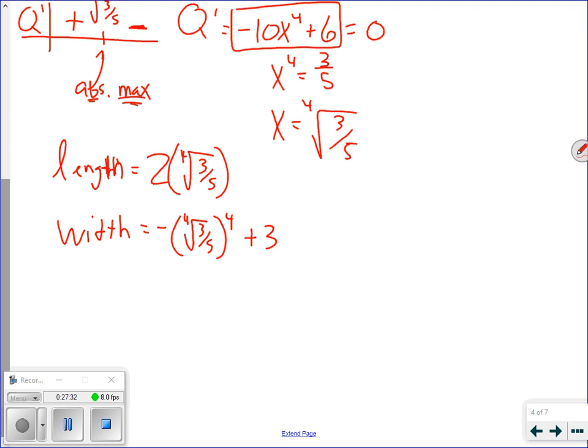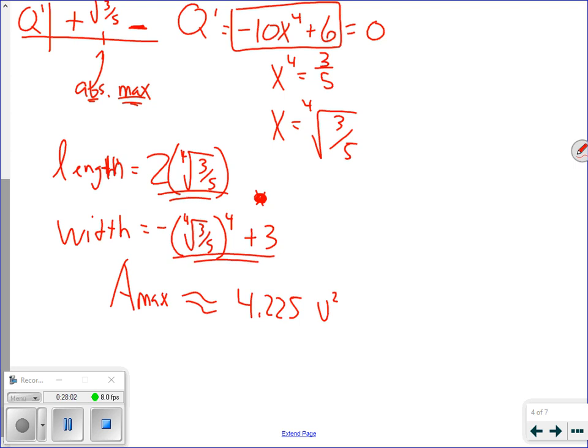Okay. So we got our dimensions. So if I multiply these two together, just to give a little decimal approximation here, we end up getting our area that's maximum to be approximately 4.225, and I guess it's just units squared. So test that out. This is my length, this is my width. You can test those out by multiplying them and see what you get, but I believe I got 4.225 units squared. Okay, so we maximized the area.